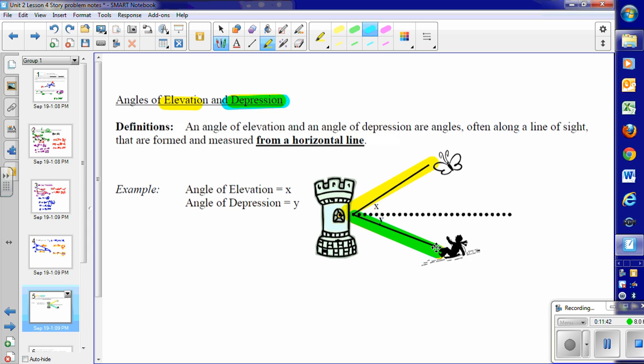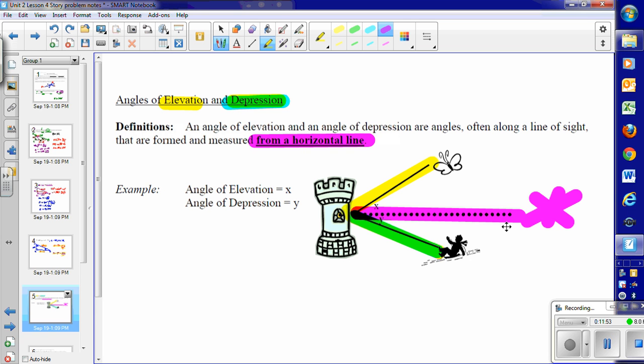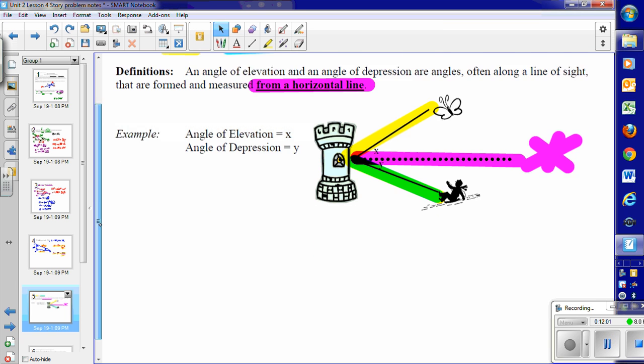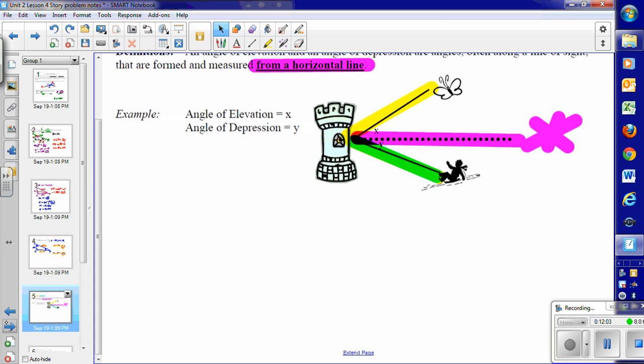And they're going up or down from a given line, and that given line has to be horizontal. That's the thing that people forget. So notice I put that in bold, and we are going to emphasize the heck out of that, okay? So we always are measuring from the horizontal how far up or how far down. That's the key. All right, so let's do a couple problems.